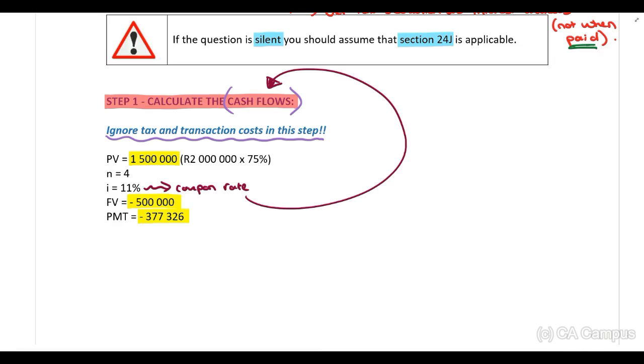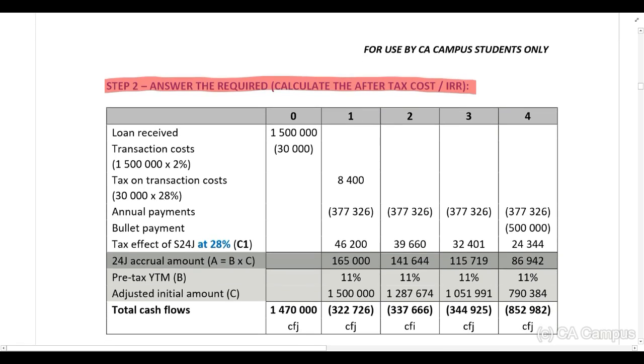Now that we know what our cash flows are, we can go on to step 2 and we can actually answer the required. In other words, calculate the internal rate of return. Please note, in step 2, you should only ever include future cash flows in your calculation. The company does not yet have this loan. It's not an existing loan. This is new finance. So all cash flows are going to be future cash flows.